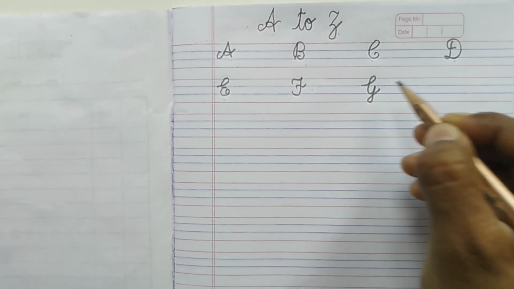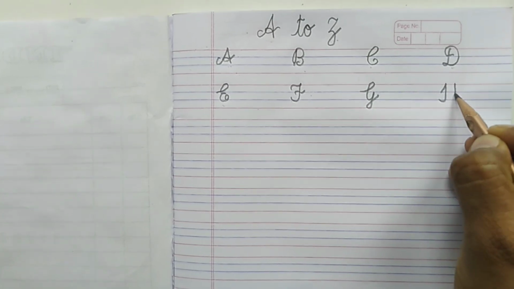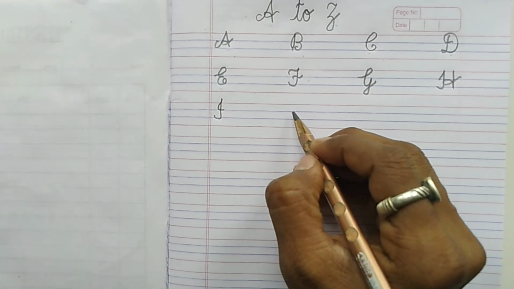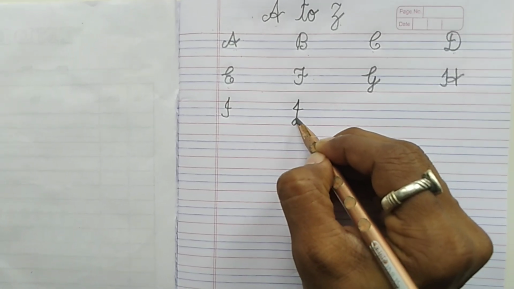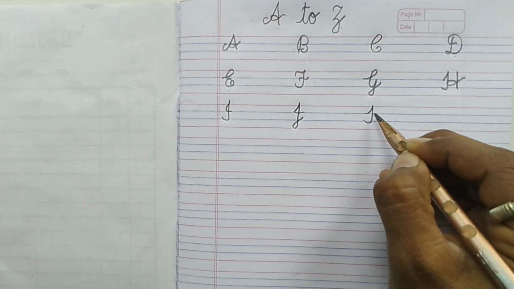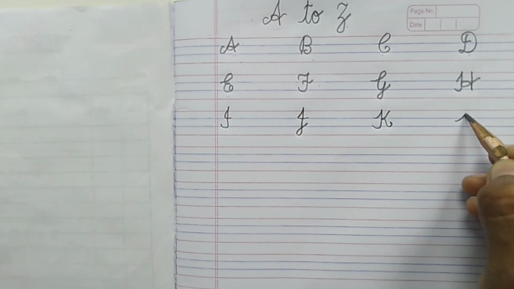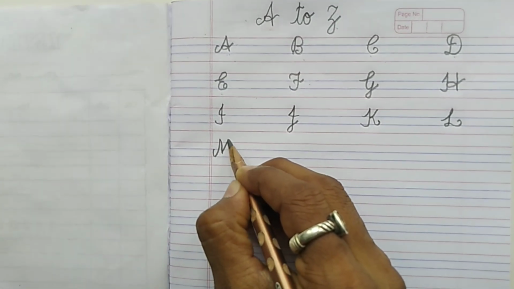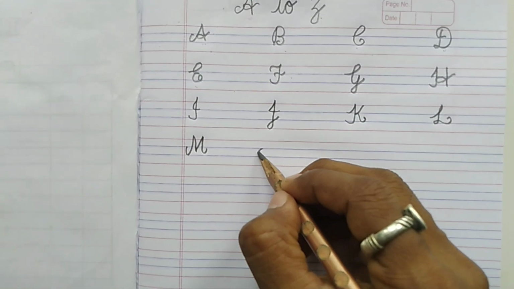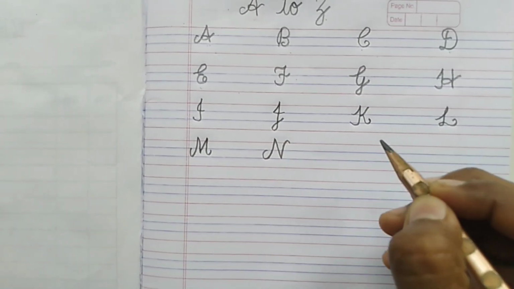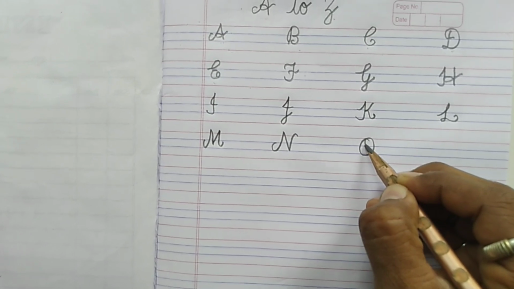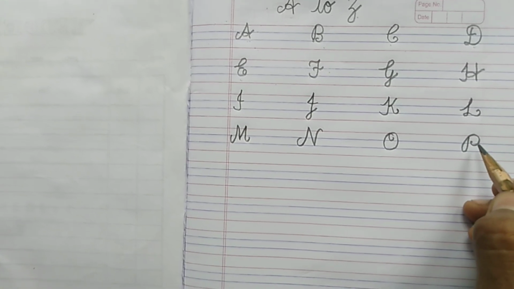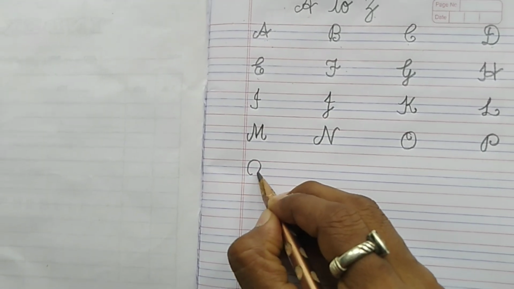G for grapes. H for house. I for ice cream. J for joker. K for kite. L for lion. Very good. M for mango. N for nose. O for orange. P for parrot. P after Q.